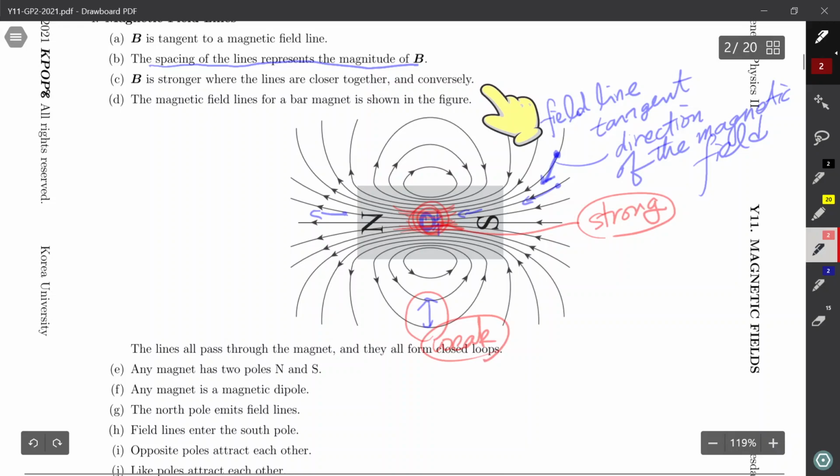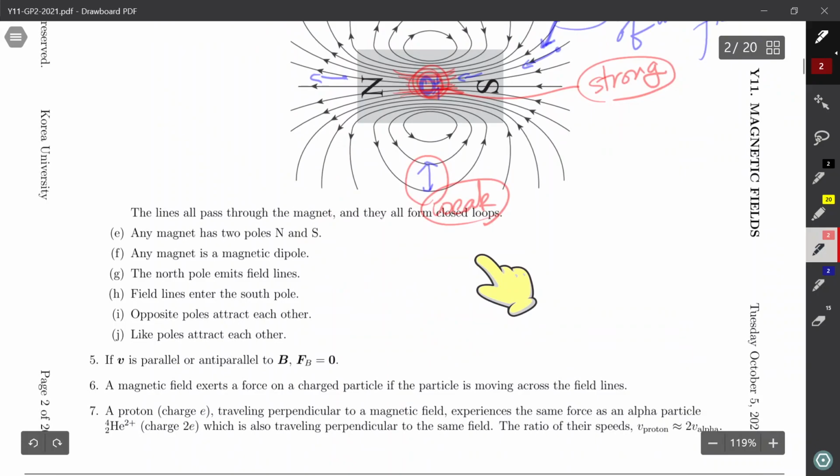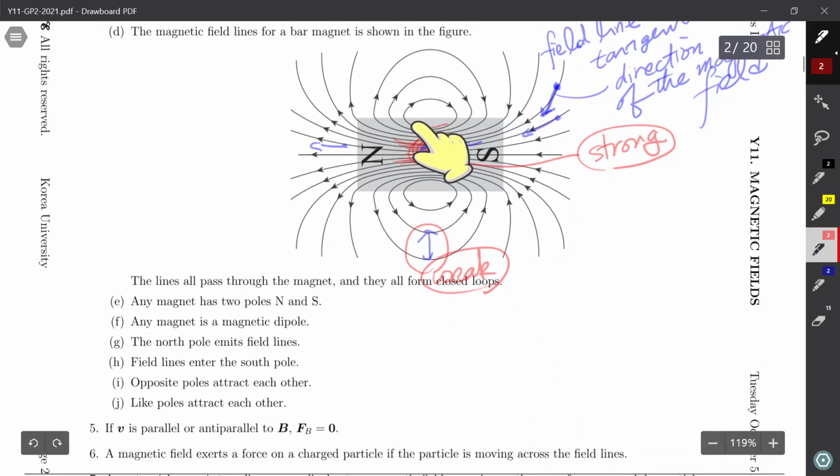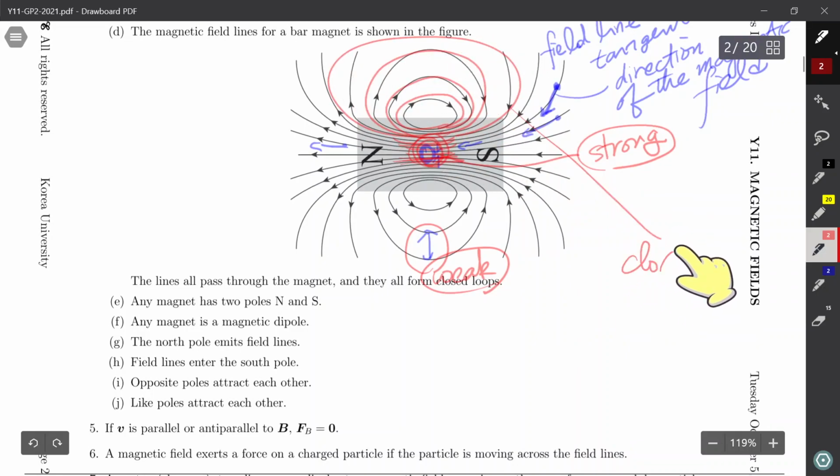The magnetic field lines for a bar magnet are shown in the figure. The lines all pass through the magnet. They do not break, and they all form closed loops. All of the curves are closed loops.